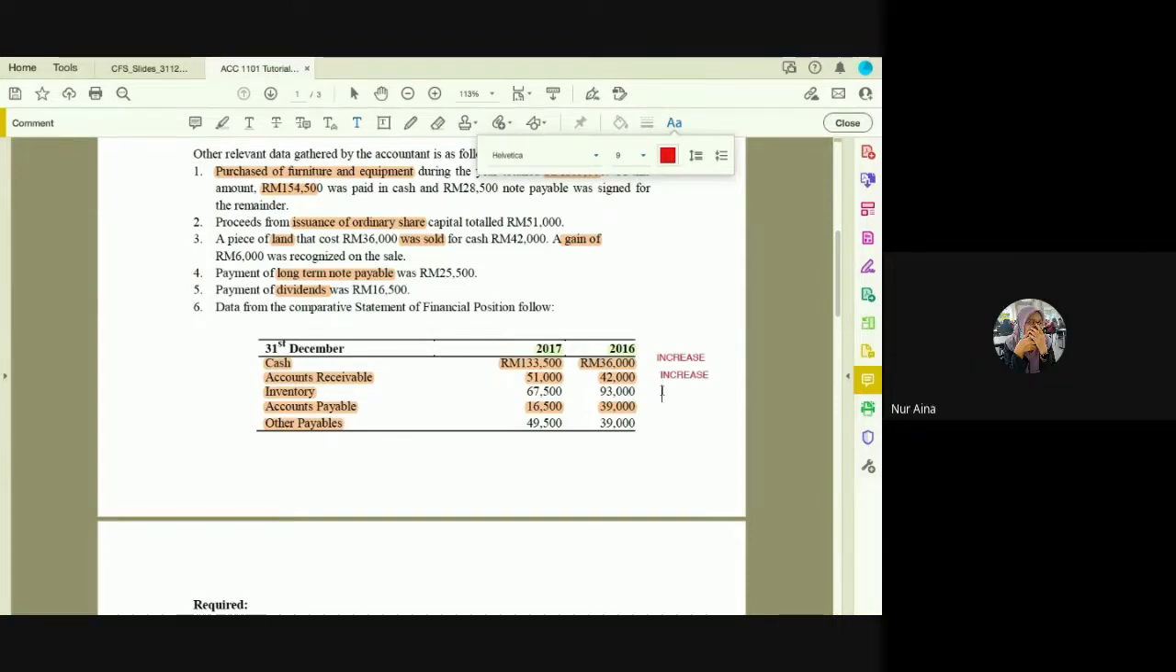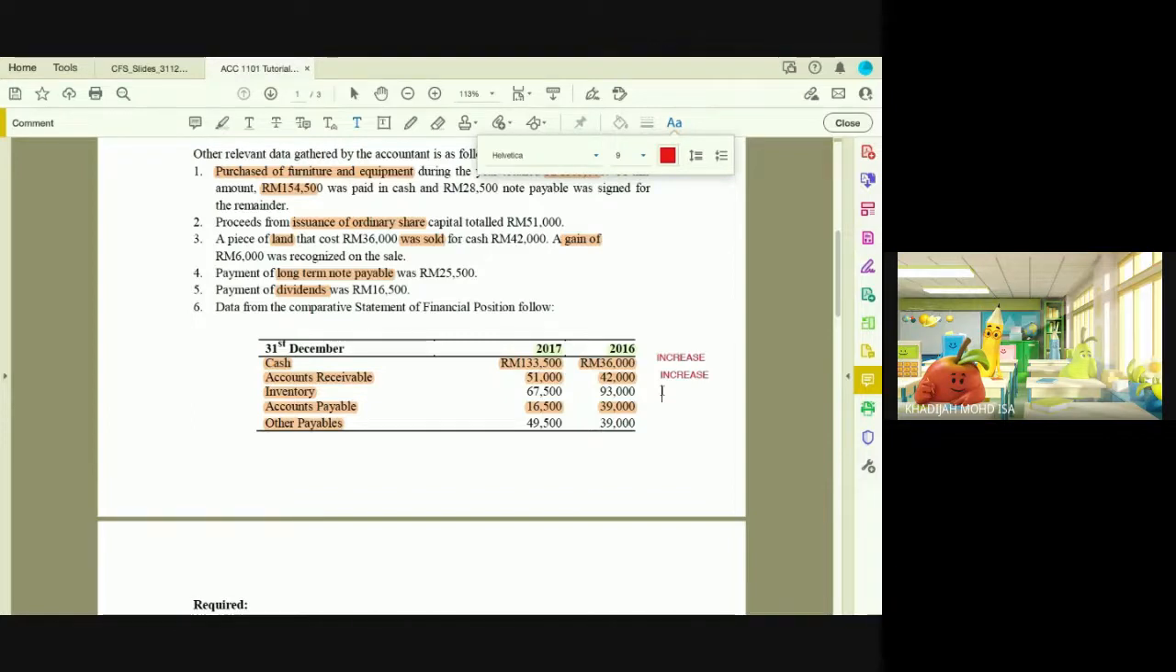2016 balance 93,000, but then 2017 67,000. So that is a decrease. Right? So this is why you need to know the balances to see the movement, because later you want to look at the differences. So here is also decreases, but your other payable is increases. Can you see that clearly? Whether the balances increase or decrease.